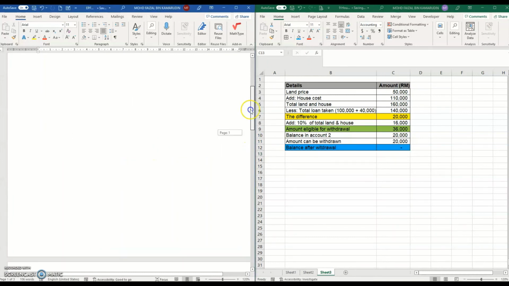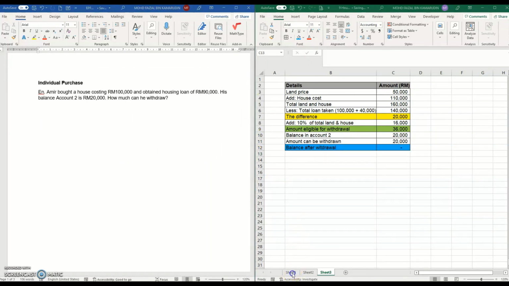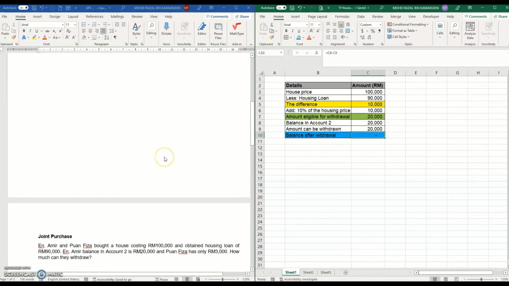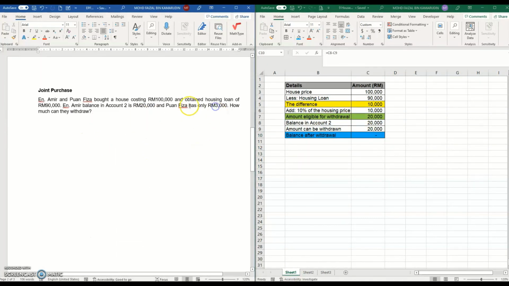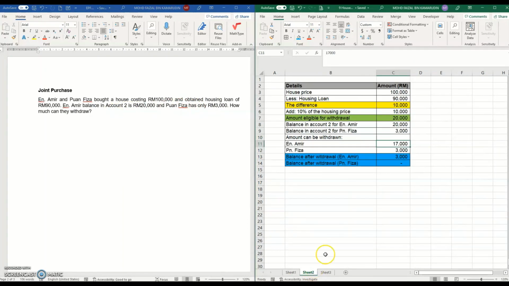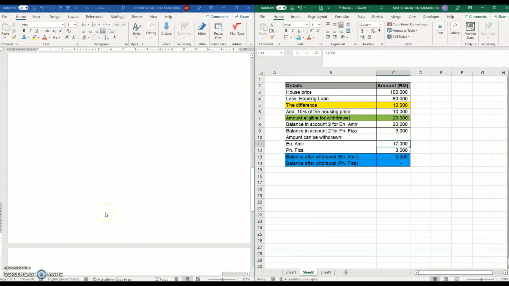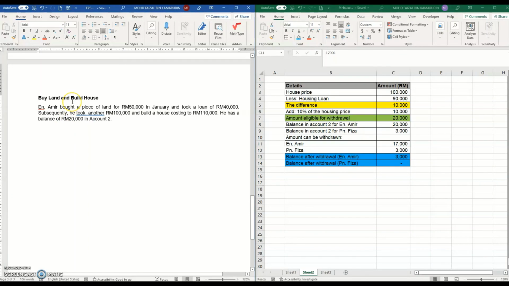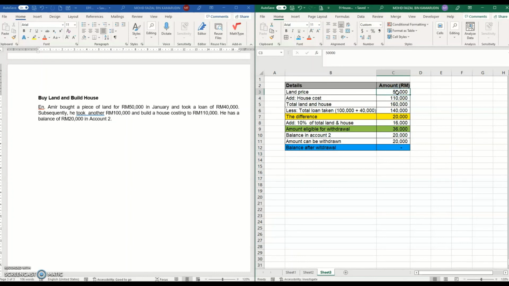So we have 3 cases here. The first one is the individual purchase, so this is how it goes. The second case is the joint purchase, a little bit tricky on the amount for Encik Amir and Puan Fiza. And then the third case is buy land and build house, where we add one item, the land price, and continue with the items that we have seen in the individual and joint purchase cases. So that's how we deal with house withdrawal from your EPF.